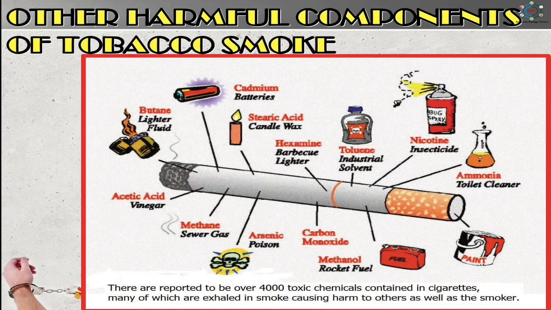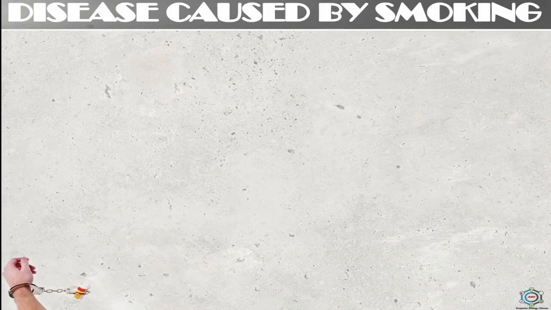In this picture, you can see that from the cigarette, you can obtain different types of harmful components like butane, cadmium, stearic acid, hexamine, toluene, nicotine, ammonia, fuel, carbon monoxide, methanol, arsenic, methane, and acetic acid. So these are the harmful components of the tobacco smoke. After this, now the diseases caused by smoking.